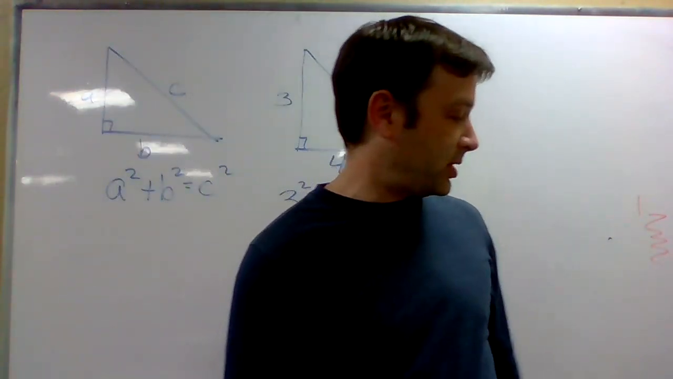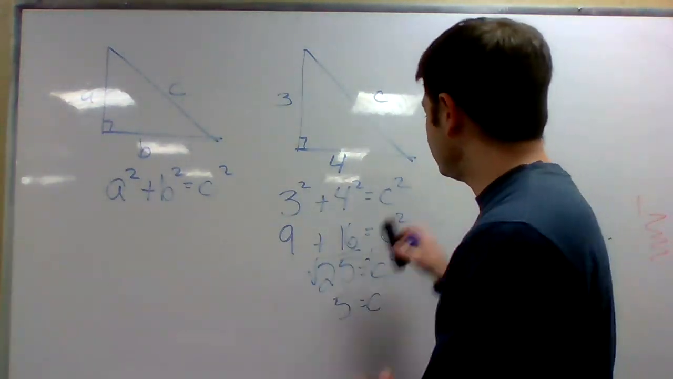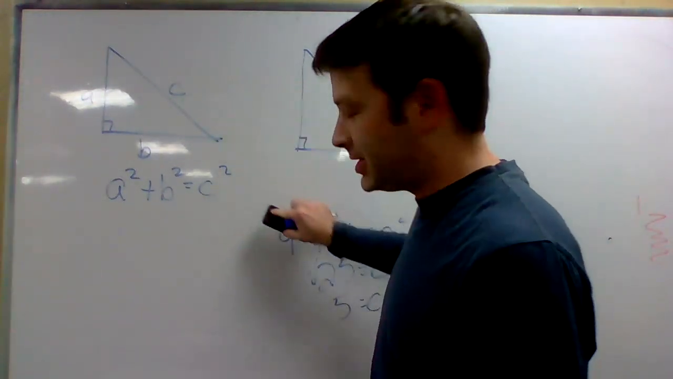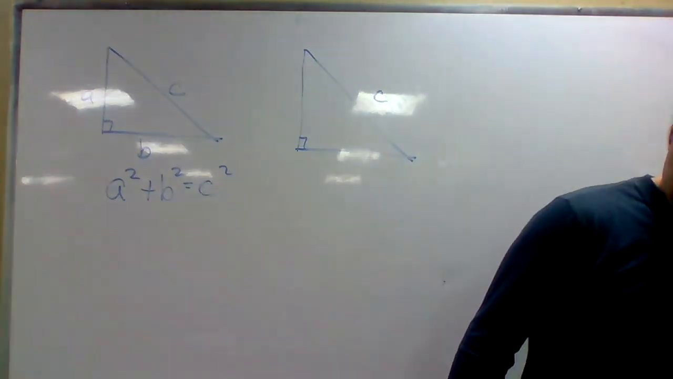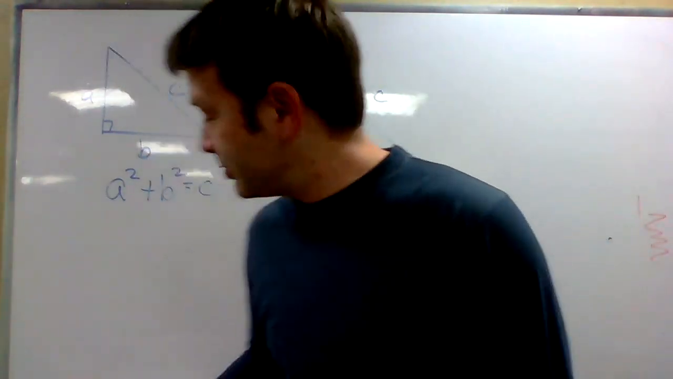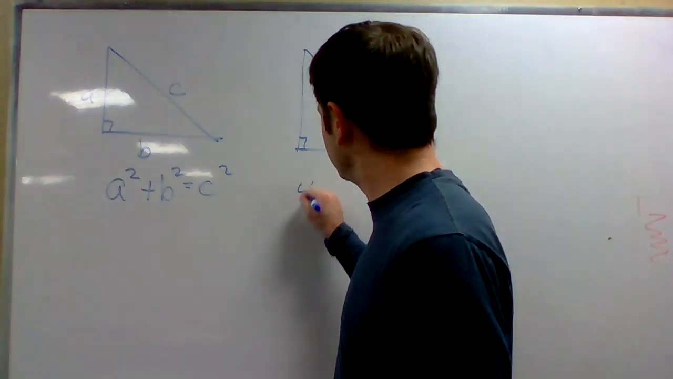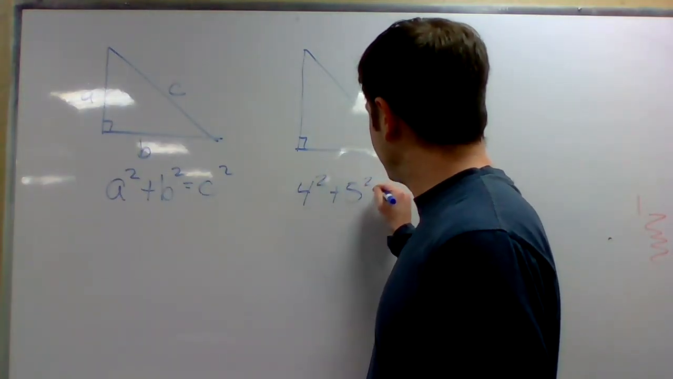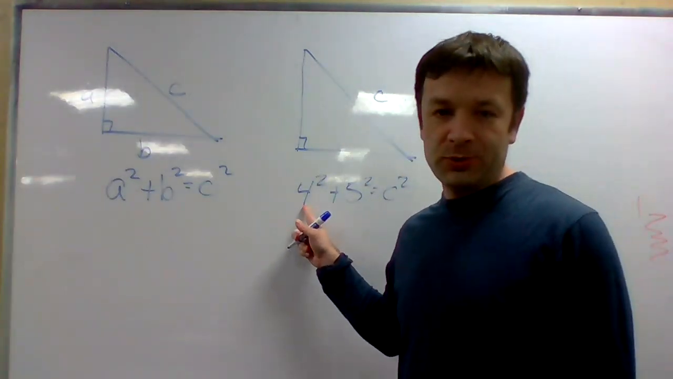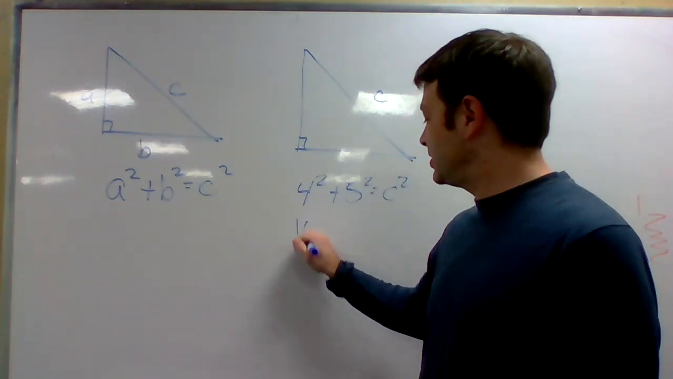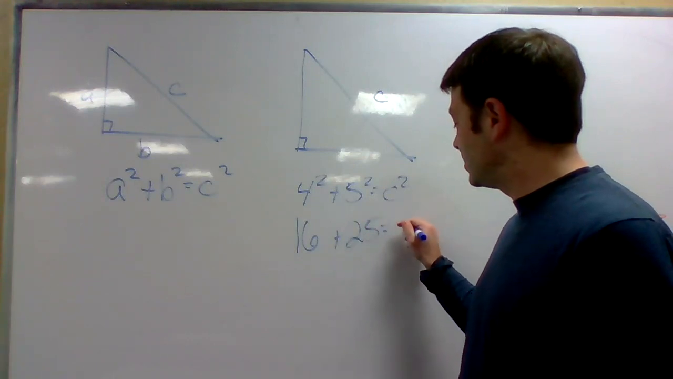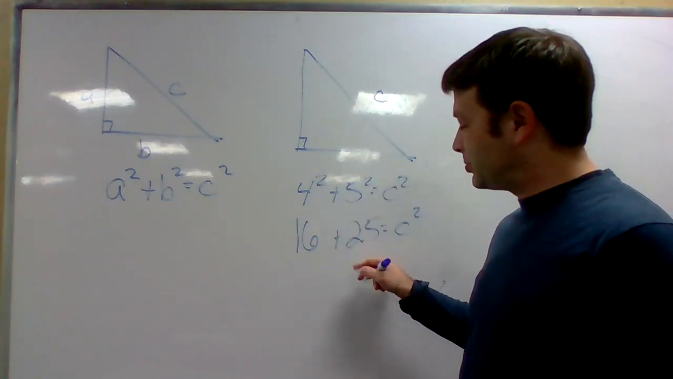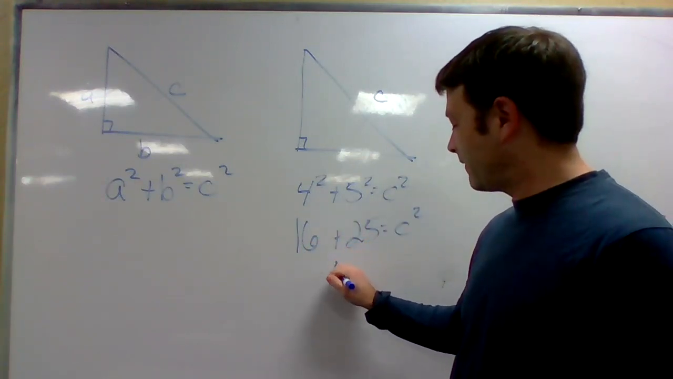Okay. Number 3, same thing. This one's not going to be as pretty though. Number 3 says a and b are 4 and 5. So we got 4 squared plus 5 squared equals c squared. 4 squared, 4 times 4 is 16. 5 squared, 5 times 5 is 25. 16 plus 25 is 41.